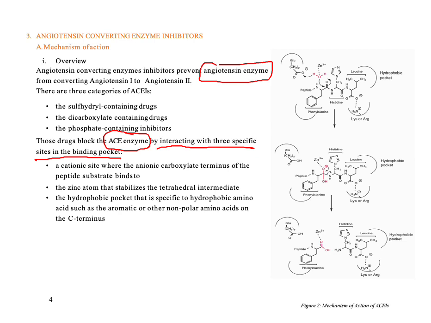If you look at this scheme on the right side of the slide, there is a cationic site where the anionic carboxylate is going to interact with lysine and or arginine here. So it's going to interact and bind. The cationic site is going to bind the anionic carboxylate, and usually the amino acids that you have there are either lysine or arginine. Okay, so a cationic site where the anionic carboxylate terminus of the peptide substrate binds. So it's right here, the cationic, ionic site, in this region.